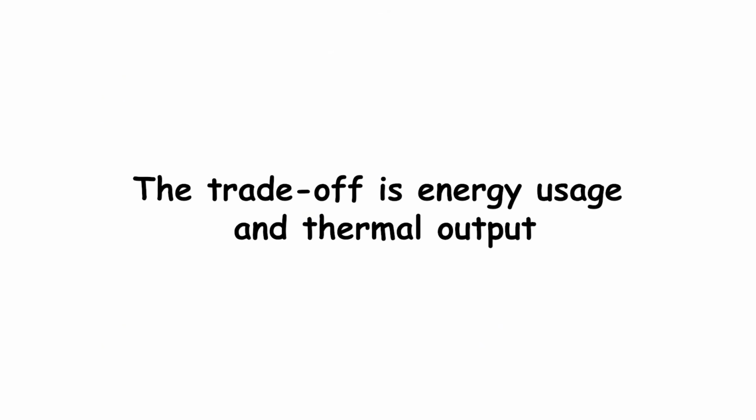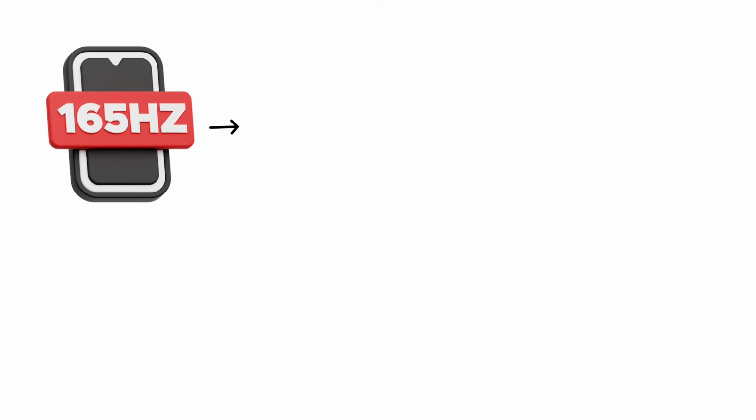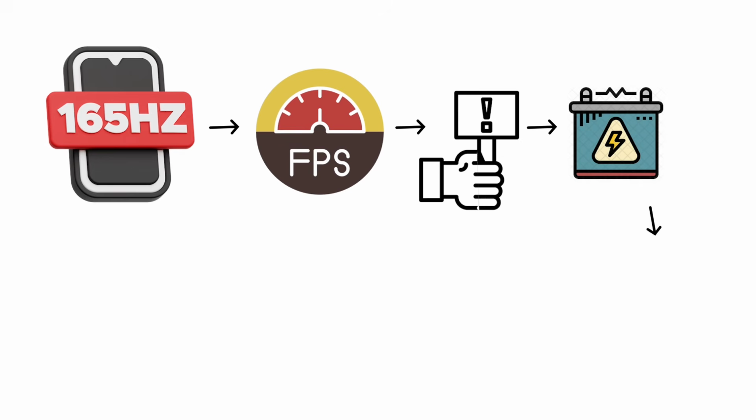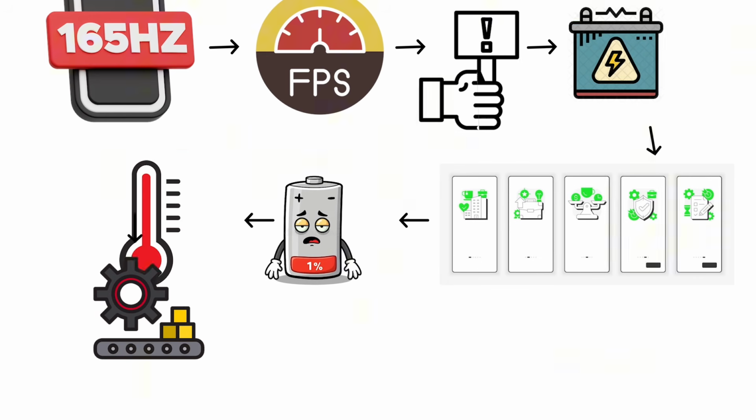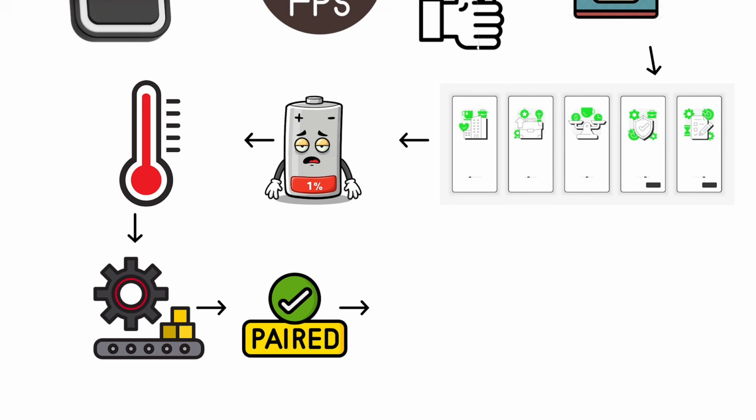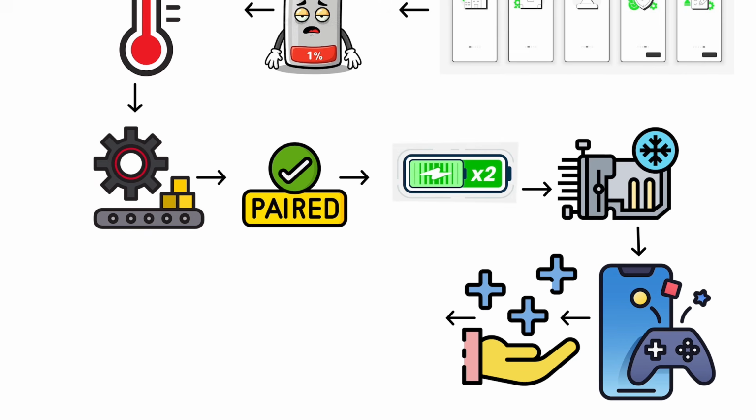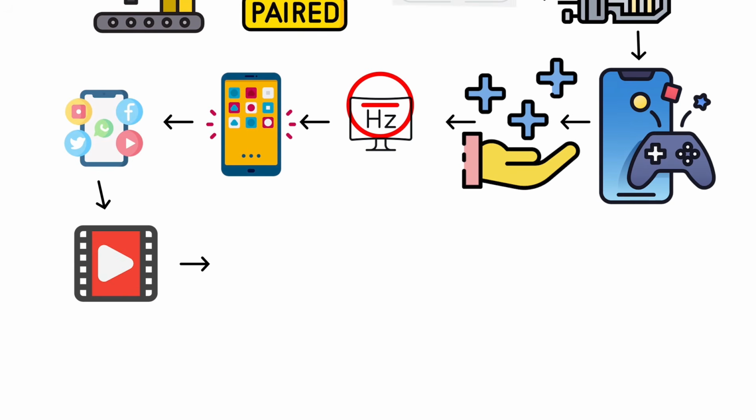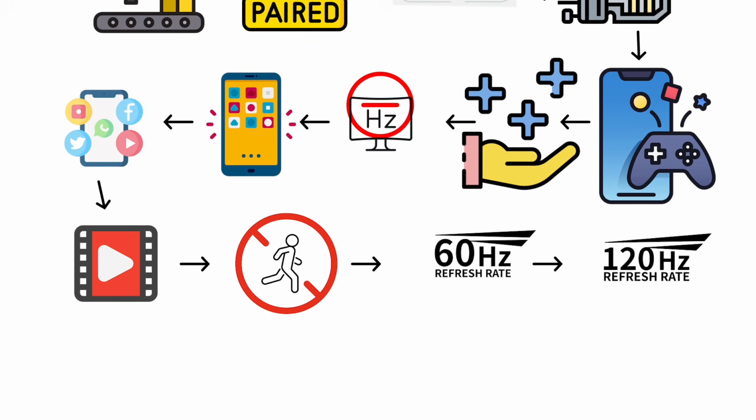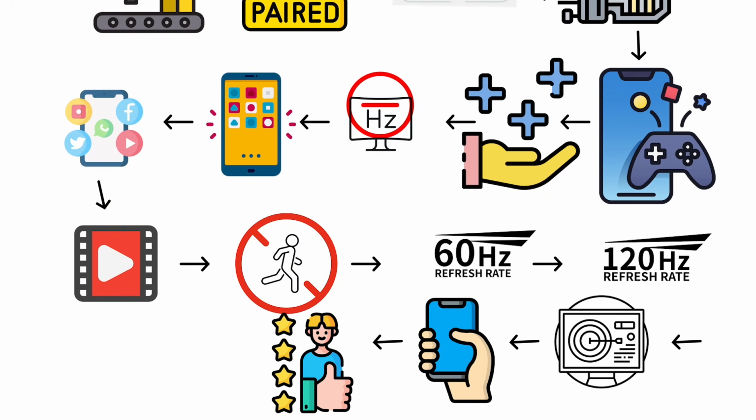The trade-off is energy usage and thermal output. Driving a screen that updates 165 times per second demands higher processing and display driver workload, which increases battery drain and device temperature. Manufacturers often pair these panels with larger batteries and enhanced cooling systems. Outside of gaming, the benefit of such high refresh rates diminishes. Standard applications, social media, and videos rarely run beyond 60 or 120 frames per second, so these ultra-high refresh panels mainly serve enthusiasts seeking the absolute smoothest experience possible.